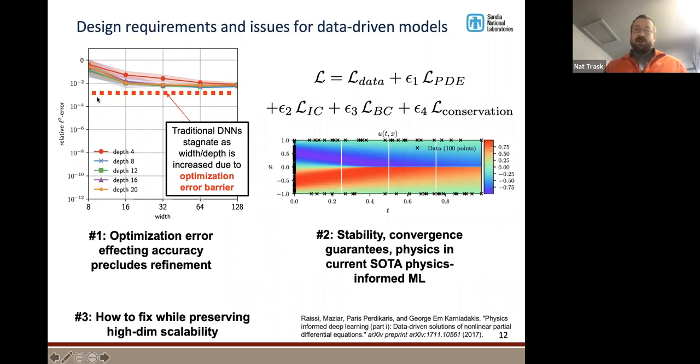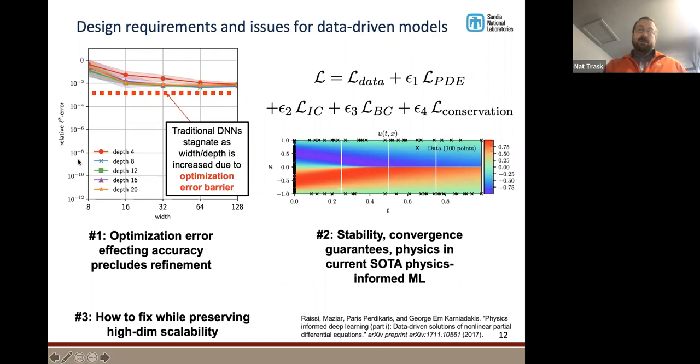And I was kind of shocked and appalled because it doesn't matter how wide or how deep you get, you immediately saturate. You very quickly saturate around 1% error, 0.1% error. This is a slight oversimplification, but you always hit this kind of barrier here. And due to what people call optimization error, or you're getting stuck in a local minimizer and so on.